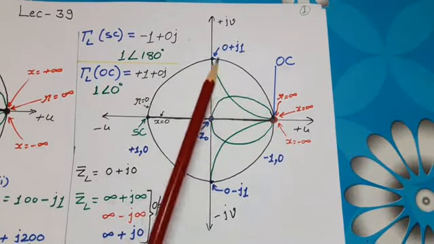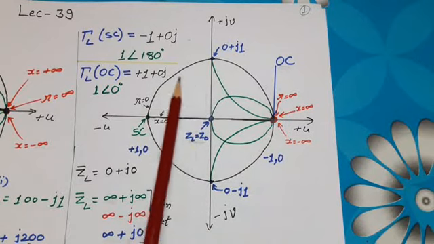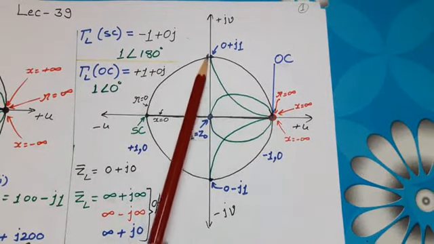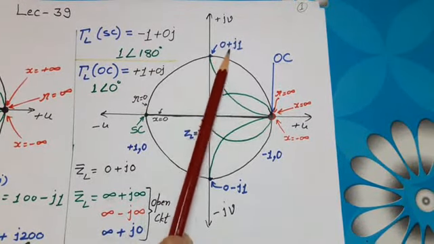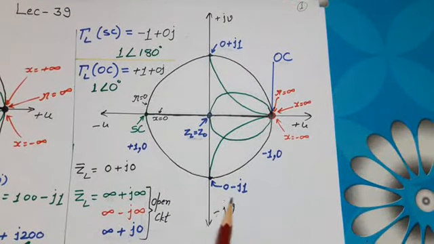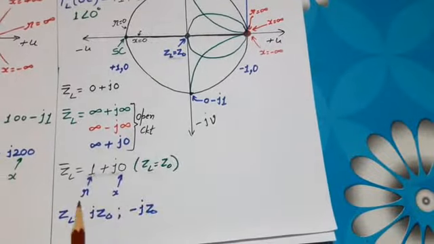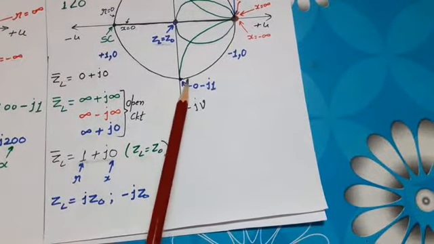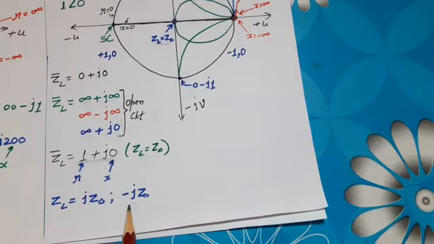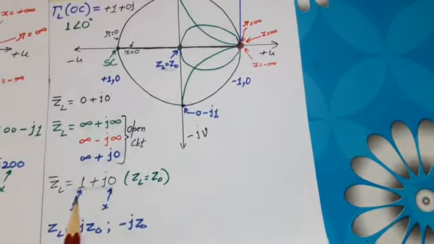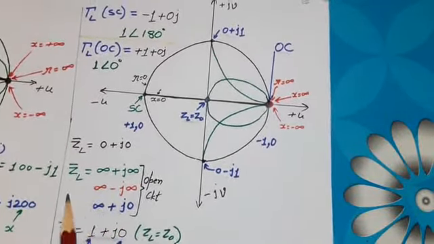We can mark these 2 points also. This point is the intersection of R is equal to 0 and X is equal to 1 circle. Means this point is 0 plus j1 and this point is 0 minus j1. In absolute load impedance, this point is ZL is equal to jZ0 and this point is ZL is equal to minus jZ0.